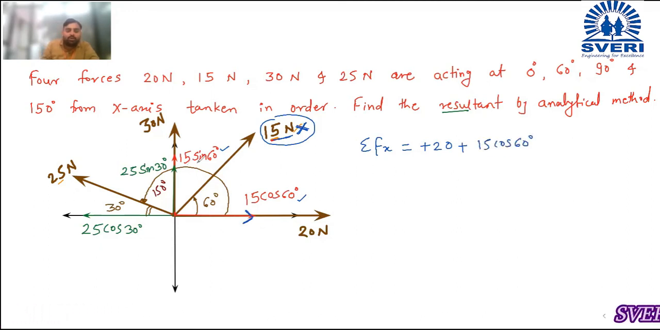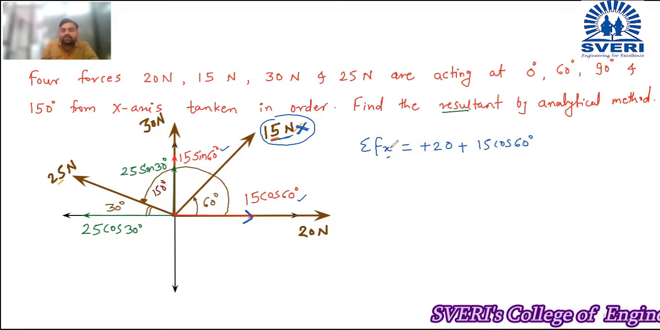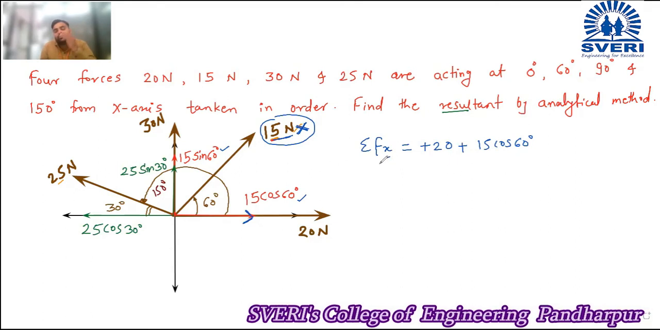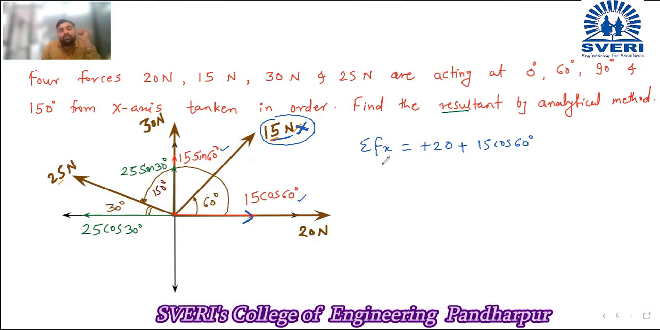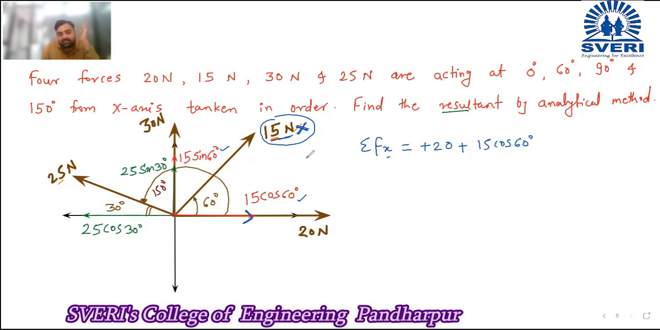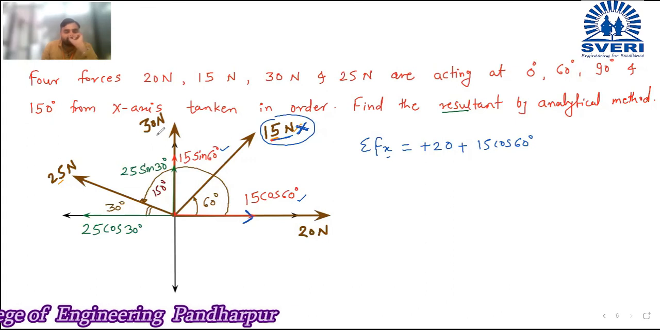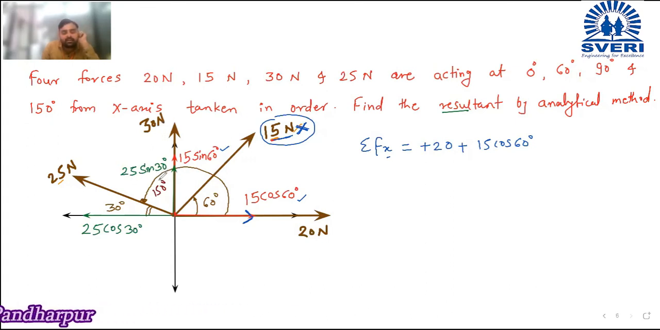Then don't consider this 15 sin 60 because we are taking parallel to x-axis. Only consider horizontal forces. We are calculating summation fx. So in summation fx, consider only the forces which are parallel to x-axis. So don't consider this 15 sin 60. Don't consider this 30 Newton. Don't consider this 25 sin 30. Now directly come to here.